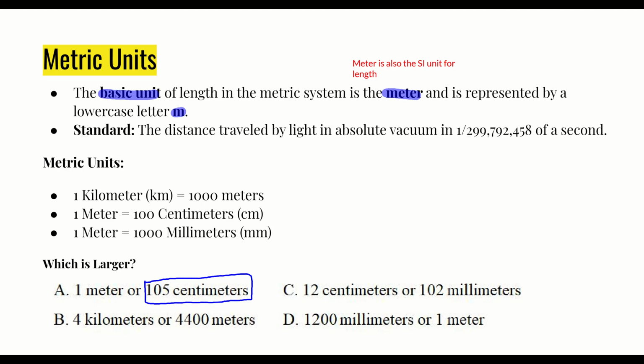And then now moving on to letter B, 4 kilometers or 4,400 meters. That's going to be 4,400 meters, because if we look above, 1 kilometer is 1,000 meters.